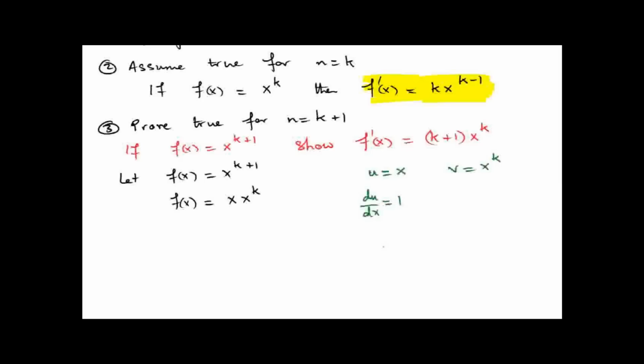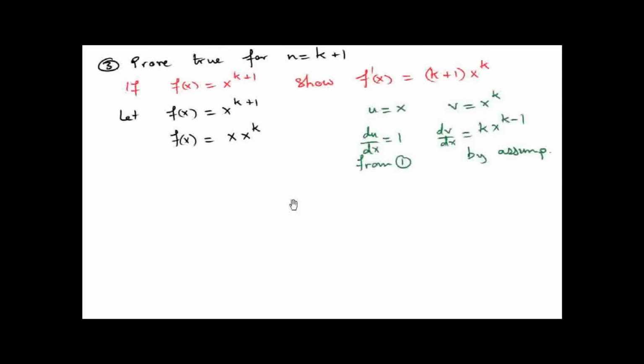1. Now we can't just say it's 1, we need to say from part 1 of our proof. The first thing we proved was that it was true for n equals 1, that if you give me x and differentiate it, you get 1. So I'm not pulling that from the sky, we proved it in step 1. dv dx, what's that? Kx to the power of k minus 1. Why? By my assumption. My assumption is that that's true. That if I differentiate x to the power of k, I get kx to the power of k minus 1. Okay?